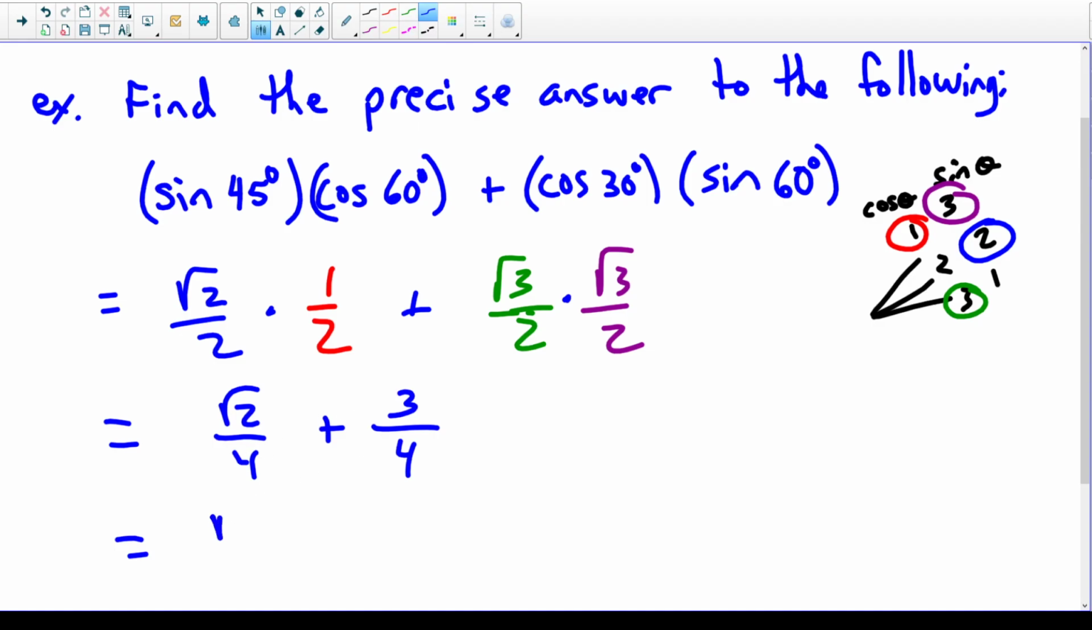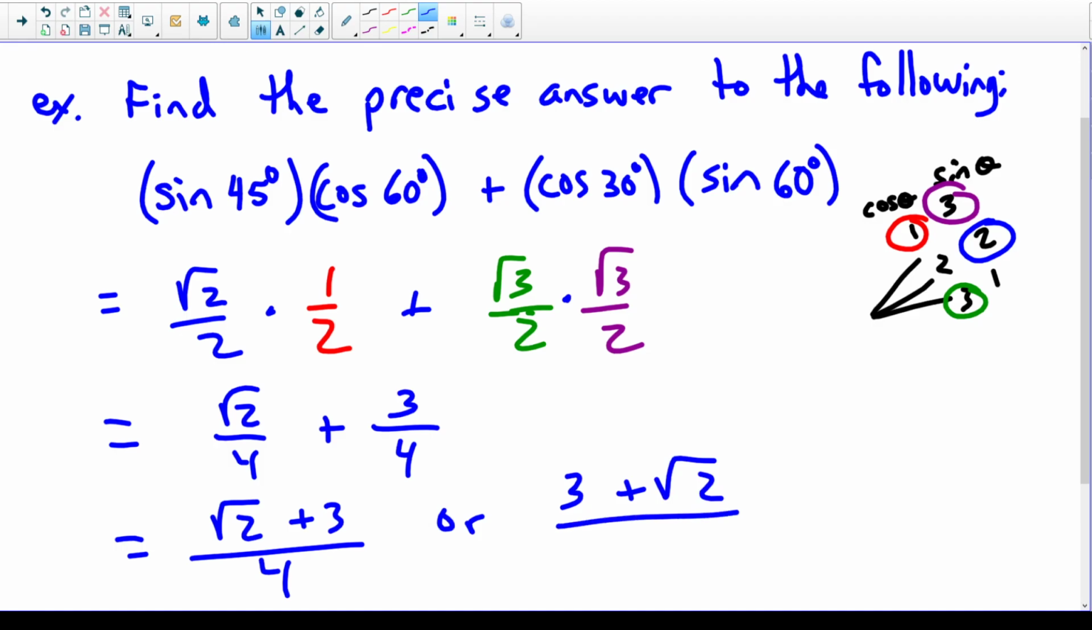Now, however you want to add the top, you can write it as root 2 plus 3. I would probably write it as 3 plus root 2 just because of aesthetics. I don't like having the radical first, but it doesn't actually matter. And then we've got our perfect answer. Precise, no decimals involved. That's where you might encounter this as an actual question. All right? So it's going to happen. I can guarantee it. I don't know if it's this year or next year, but it's going to happen.